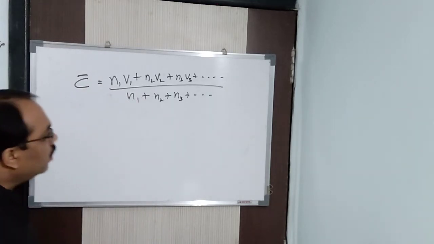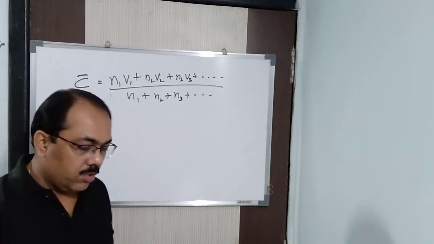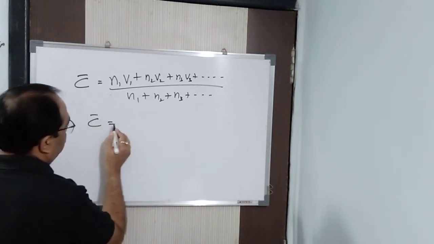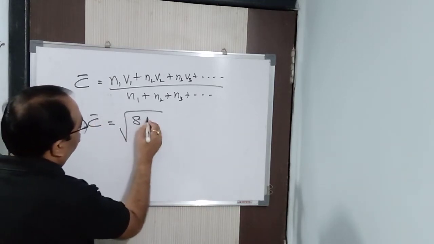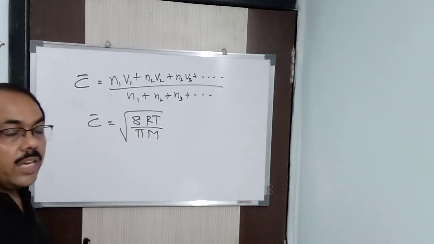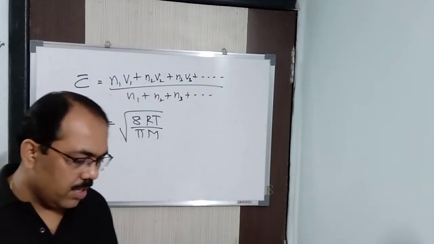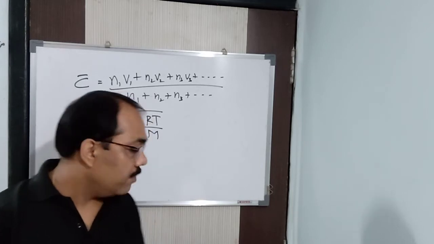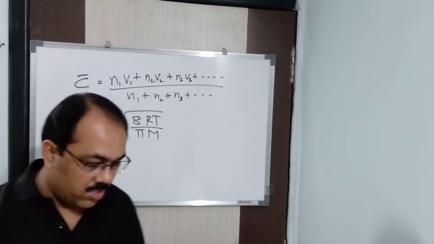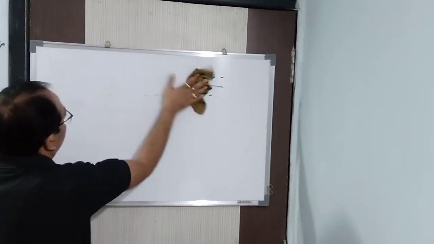Okay. Now, according to the kinetic molecular theory, we can also say that C bar is equal to root over of 8RT by pi m. In case of root mean square speed, RMS speed, we got root over of 3RT by m, isn't it? Here it is root over of 8RT by pi m. This is calculated experimentally. Fine. So this is about your average speed. Now, the next speed we are going to come to is the most probable speed.